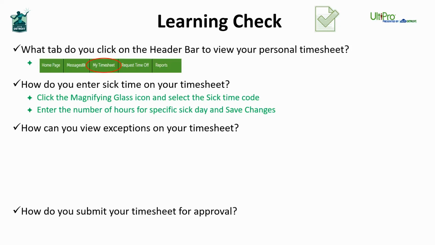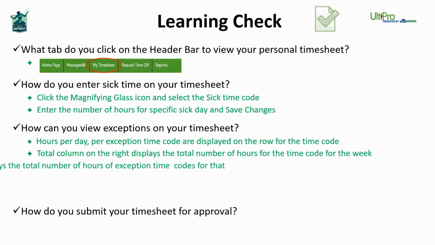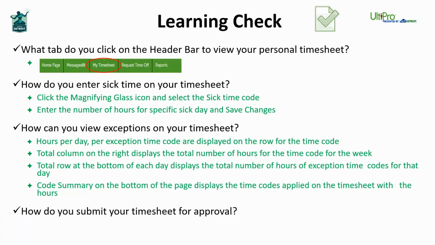How can you view exceptions on your timesheet? Hours per day per exception time code are displayed on the row for that time code. The total column on the right displays the total number of hours for the time code for the week. The total row at the bottom of each day displays the total number of hours of exception time codes for that day. And the code summary on the bottom of the page displays the time codes applied to the timesheet with the hours.